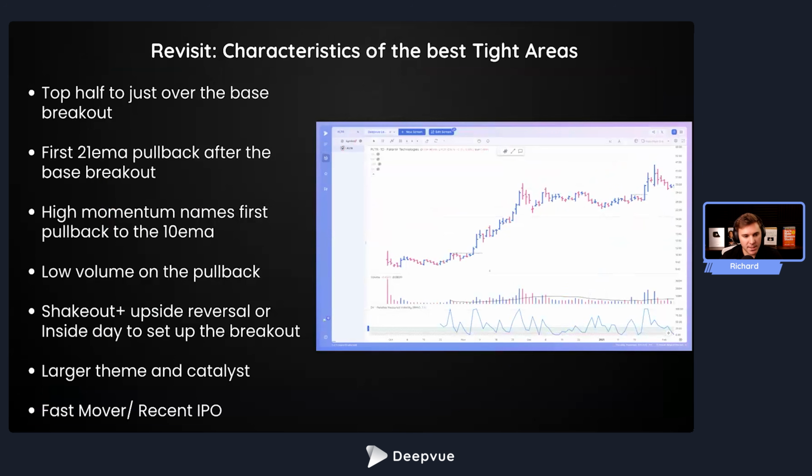Revisiting the characteristics of the best tight areas. The best ones occur near the top half to just over the base breakout. Often the first pullback to 21 EMA is really good, or with a high momentum name or a recent earnings gap, the 10 EMA. Low volume on the pullback is what we're looking for. Ideally, we get a shakeout or upside reversal or inside day to really prime the setup.